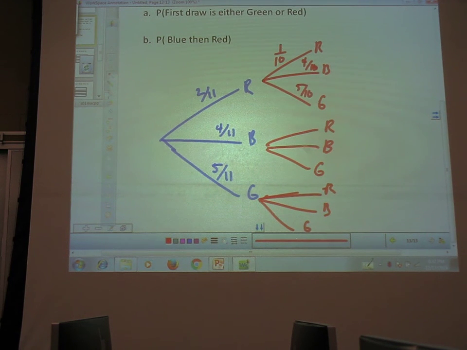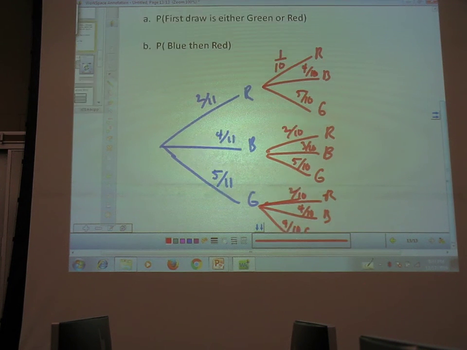And then if I drew a blue one first, I have for red, 2 out of 10, for blue, 3 out of 10, and for green, 5 out of 10. Great. And then the last one: 2 out of 10, 4 out of 10, and then 4 out of 10. Great. So let's answer our questions.